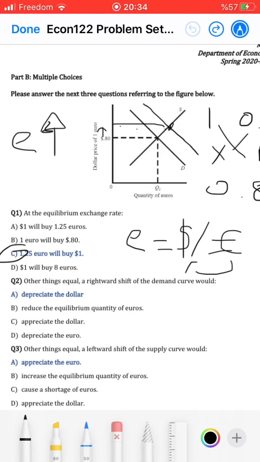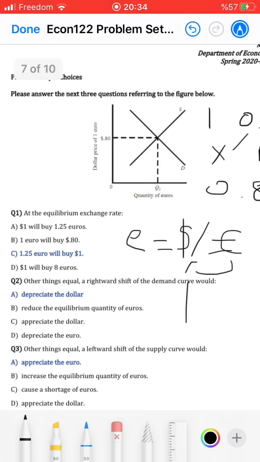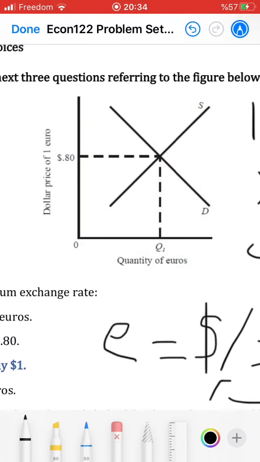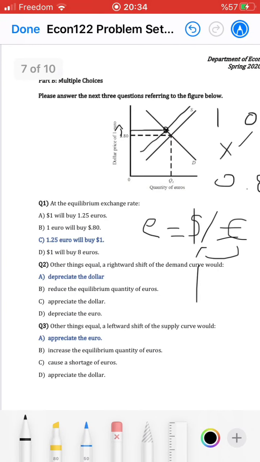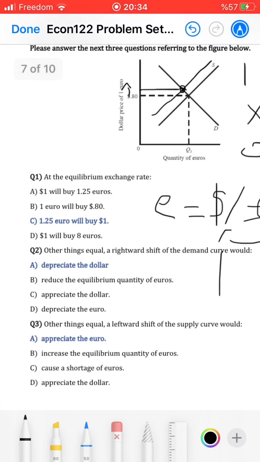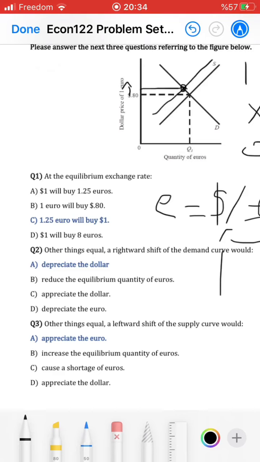Question 3. Other things equal, a leftward shift of the supply curve would. Now let's shift the supply curve to the left. This is again a similar outcome. The exchange rate is increasing, right? The new equilibrium rate is here. So the dollar again depreciates. In the answers we don't have an answer that says depreciation of the dollar, but depreciation of the dollar means appreciation of the euro. So the answer is A.